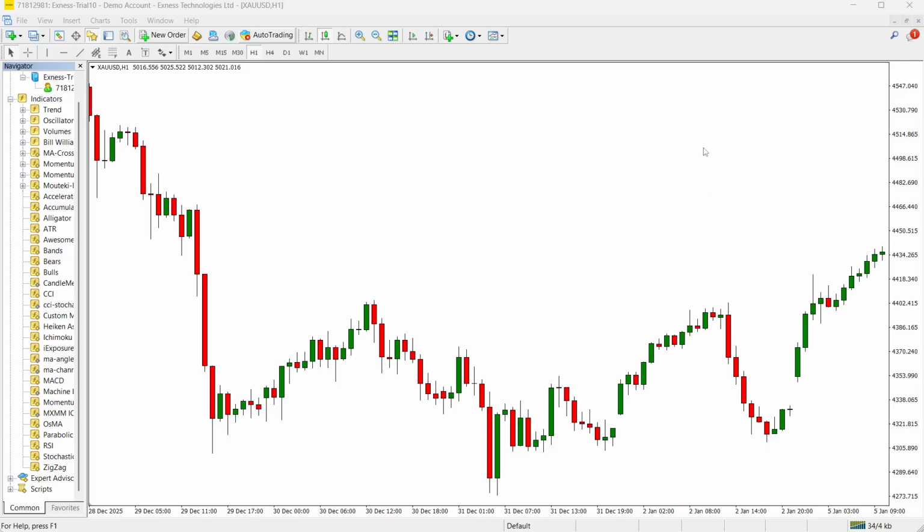Hello traders. Today we are looking at the moving average angle indicator available for MetaTrader 4 and MetaTrader 5.